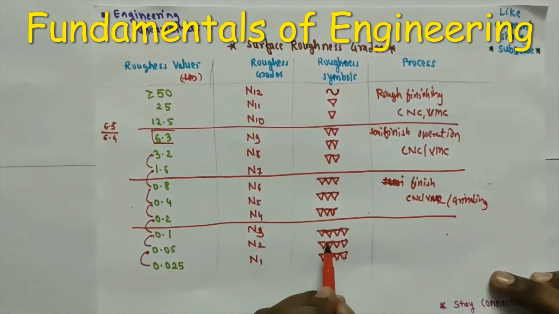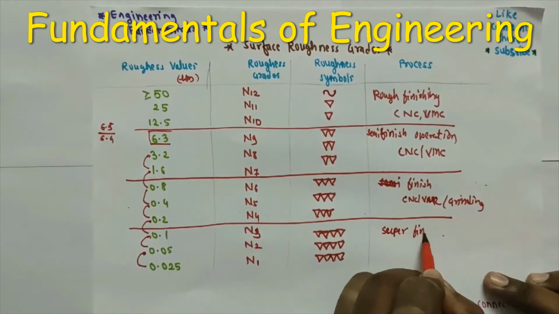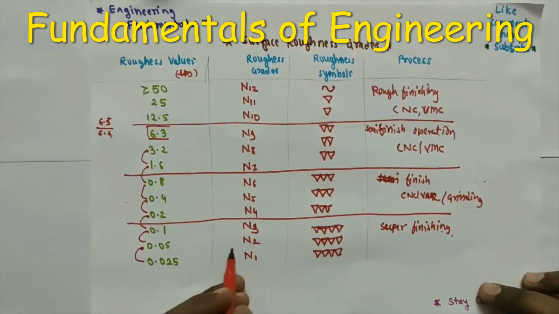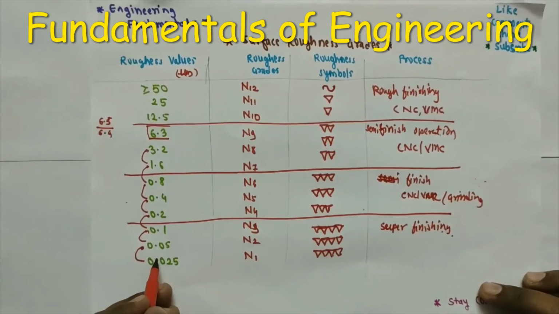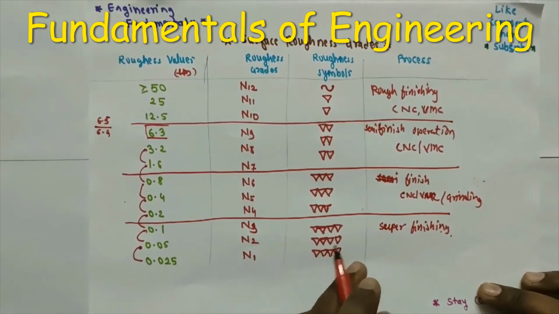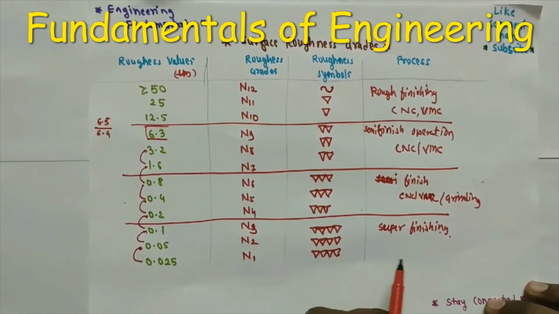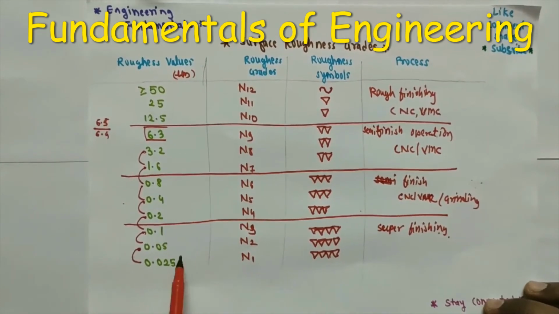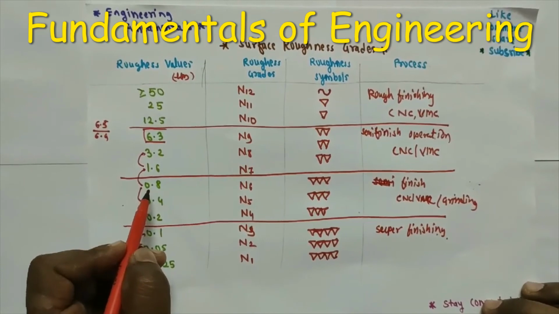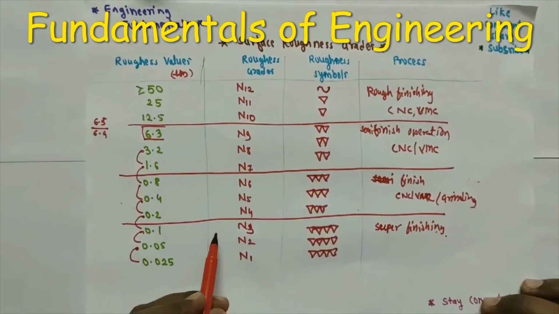Then these are the super finishing. These values we can get by using honing, lapping, polishing. Based on that we can get this type of surface roughness values. And so how to get the grades, how they are noted down by using a surface roughness value, and how to remember the grades for the values, that we have seen.